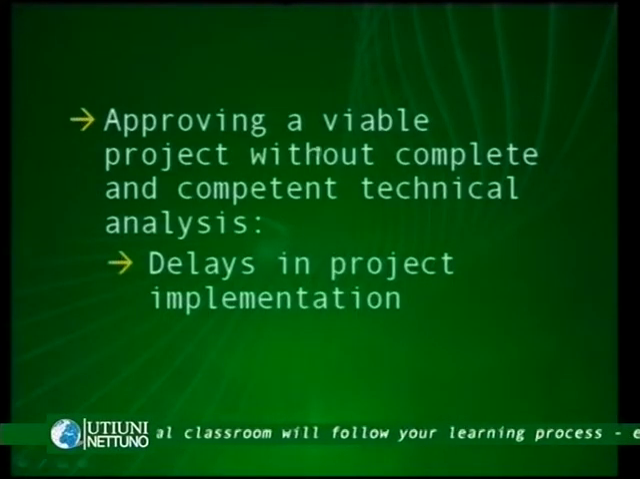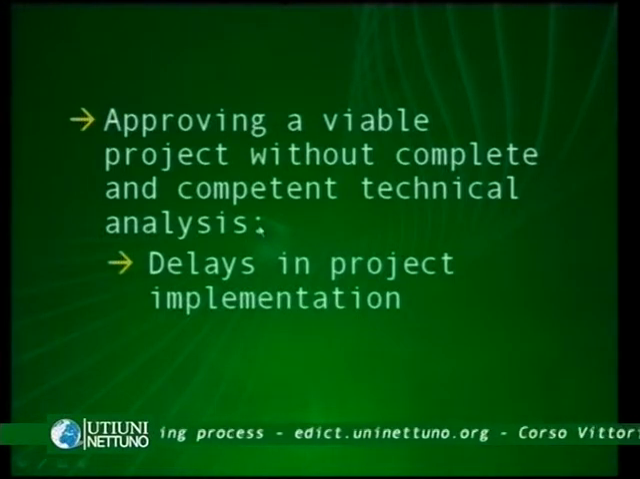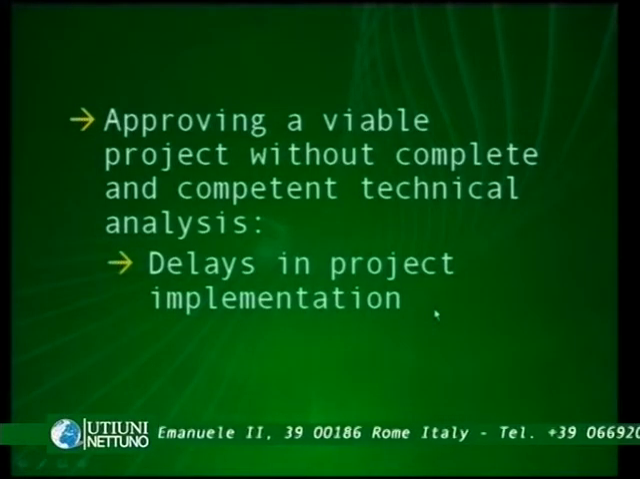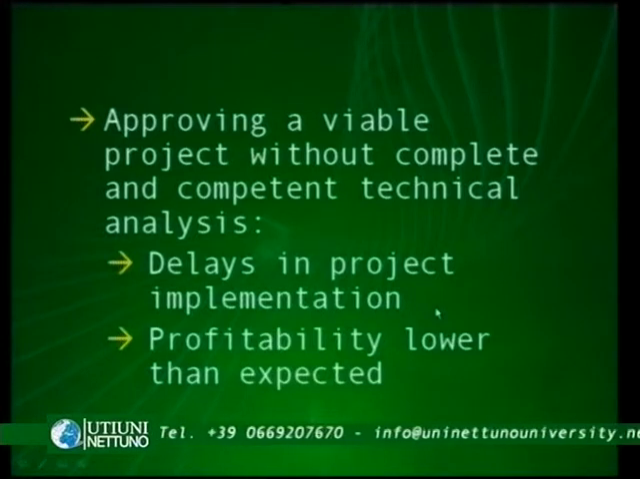The second alternative is approving a viable project without complete and competent technical analysis. So the project itself could be self-standing or viable, but the analysis is inaccurate or incomplete. In such a situation, it's quite likely that the company is facing delays in the project implementation and profitability lower than expected. So as a consequence of a lack of completeness or competency in the technical analysis, we have lower income or higher costs related to wrong or ineffective coordination of activities, and in turn we have a lower profit than expected.